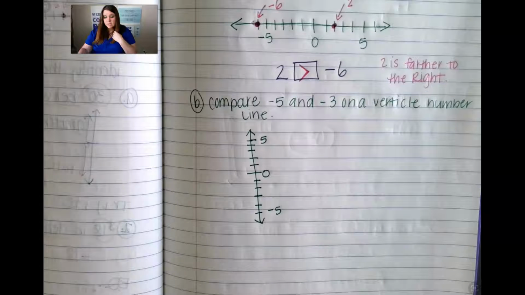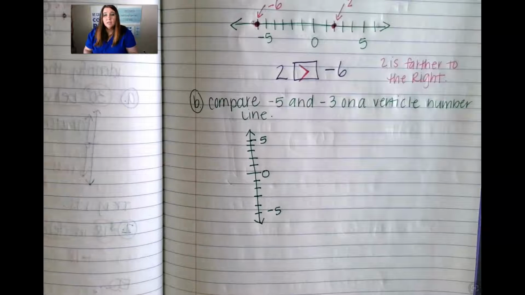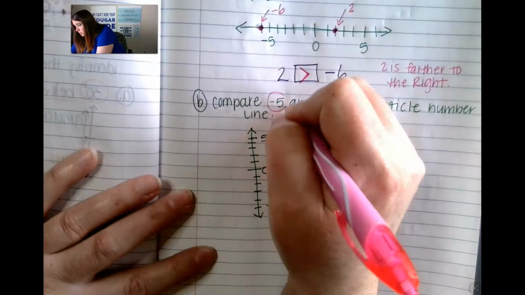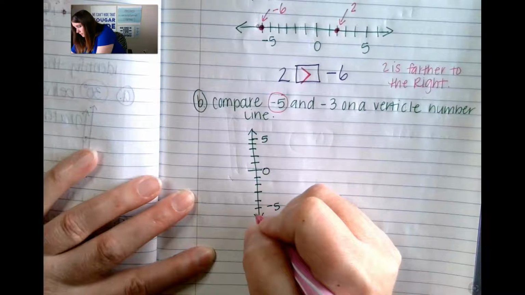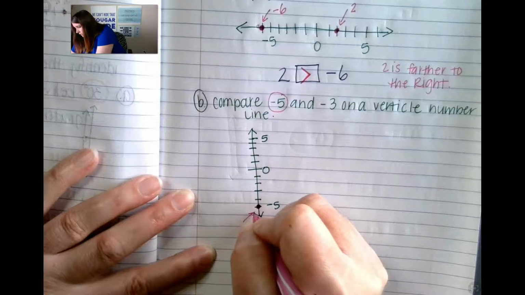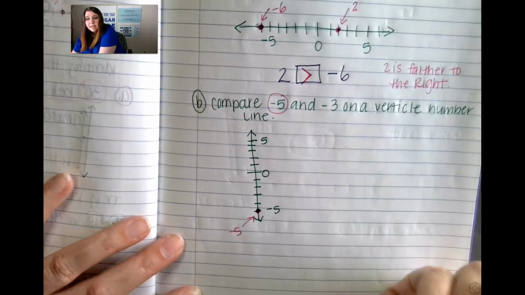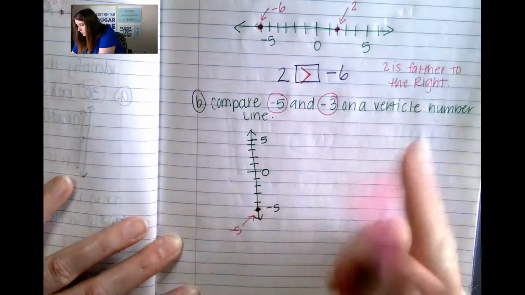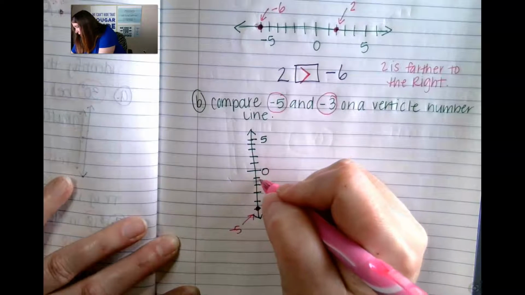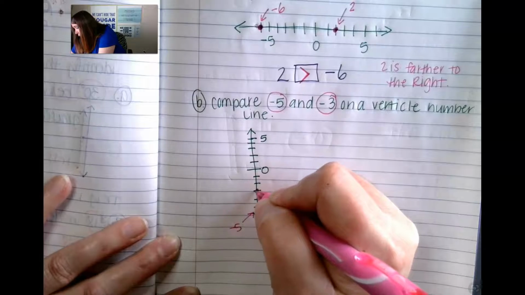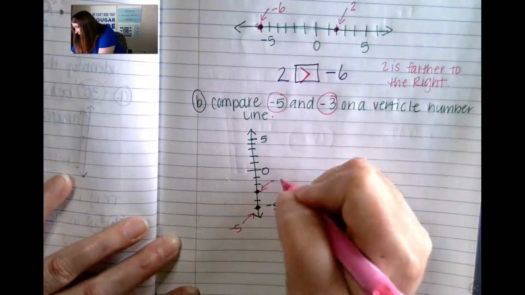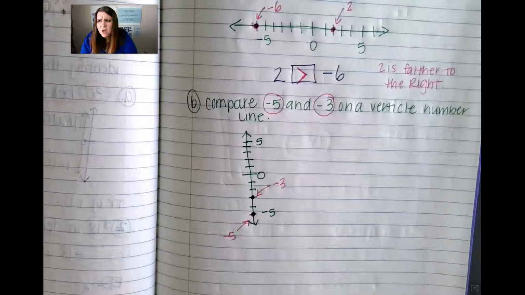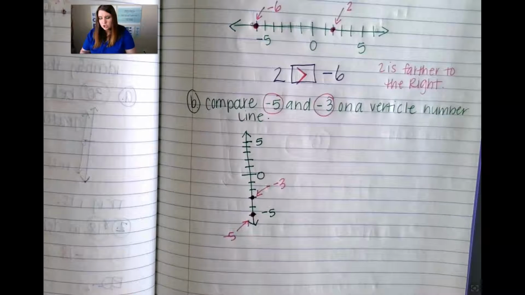So the first step is to graph negative 5, because that's the first integer. Here's negative 5. And then the second integer is negative 3. Negative 3 is below 0 again, so 1, 2, 3 jumps below 0. That is negative 3.